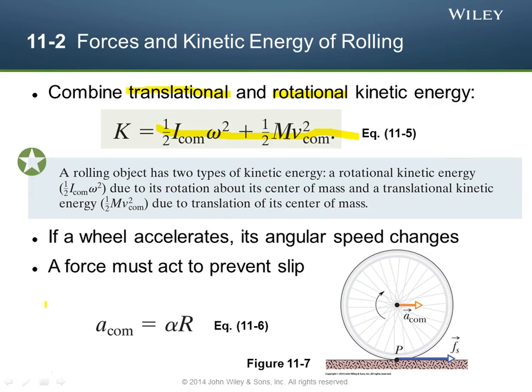If a wheel accelerates, its angular speed must be changing, and a force has to cause that change, and a force to cause that change and not slip is going to be static friction. And so the acceleration of the object, this is the linear acceleration, is going to equal alpha times r. Now that's talking about the center of mass. So this bike or the car is accelerating translationally equal to alpha times r.